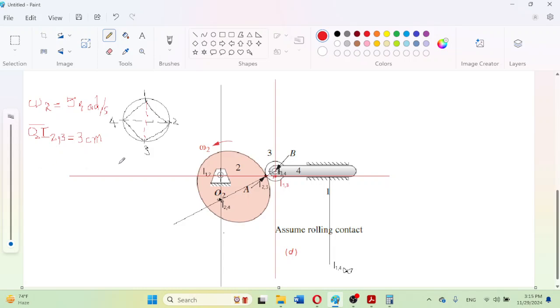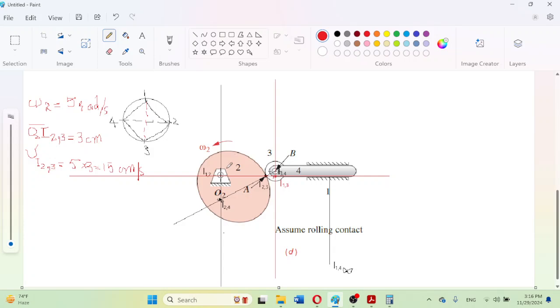So that means the velocity of the cam, means the velocity of instant center, v of I2,3, will be equal to the product r omega. So r is O2 I2,3 and omega 2 is equal to 5 radian per second. So I can simply multiply 5 by 3. So the velocity will be equal to 15 centimeter per second.